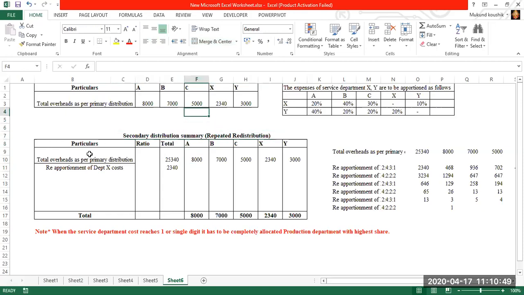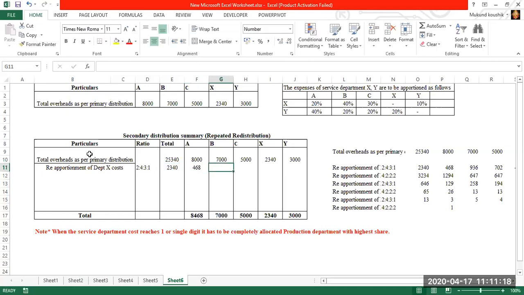Whenever we are allocating from department X, what is the ratio? They are given 20, 40, 30 and 10%. If you convert into ratio, it will become 2 is to 4 is to 3 is to 1. So in the same ratio, we will allocate the expenses to other departments. For department A, it will be 2,340 into 2 by 10.